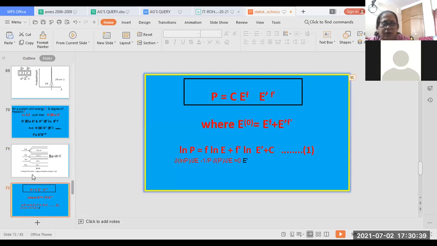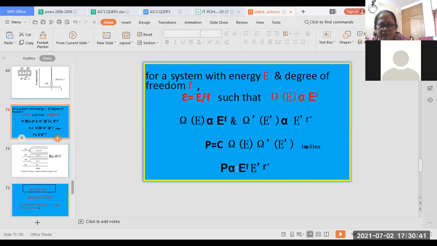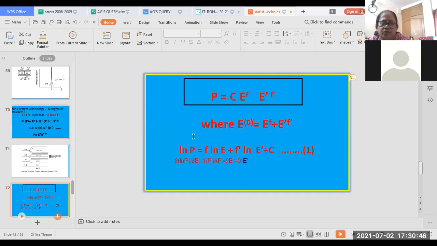So now with this, I'm moving from this equation. Remove the proportionality, you will get a constant here. So if you write the constant here, what you will get is P is equal to C into e to the power f, e dash to the power f dash here. Okay.